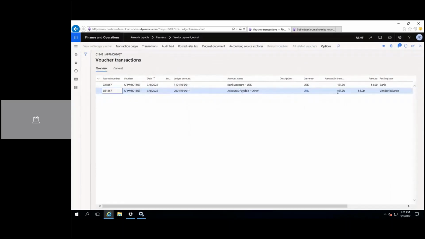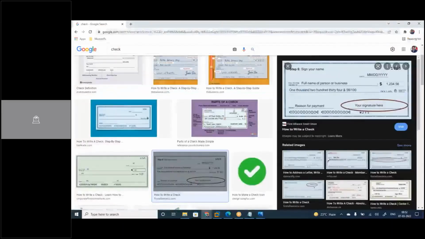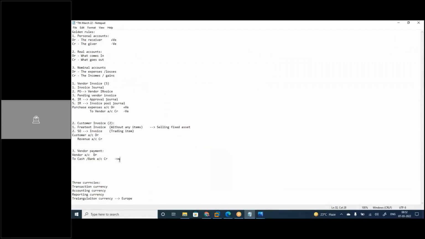So vendor account debit, bank account credit. While doing a vendor payment, our bank balance is decreasing. So I need to decrease the value of the bank. So the bank amount will be decreased. What goes out is credit, and here it is positive. This is positive. The vendor account will be positive.